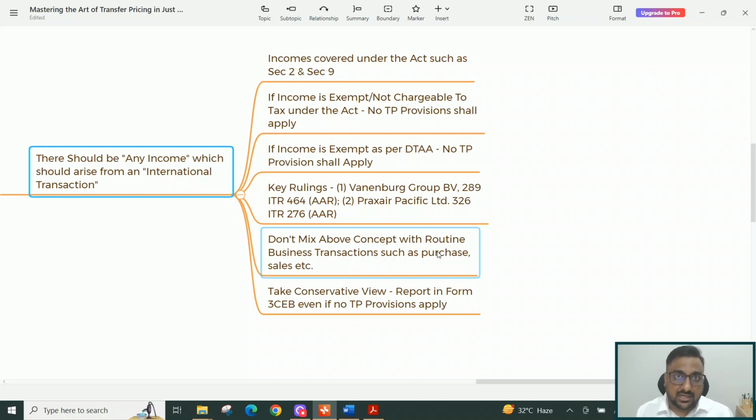I would always recommend that if you come across such a transaction, take a conservative view. Report it in Form 3CB where possible, and if you are able to benchmark that transaction, do also benchmark the transaction, rather than advising the client and getting into a more aggressive position. I would request you to be on the conservative end. So guys, these are all the aspects of section 92.